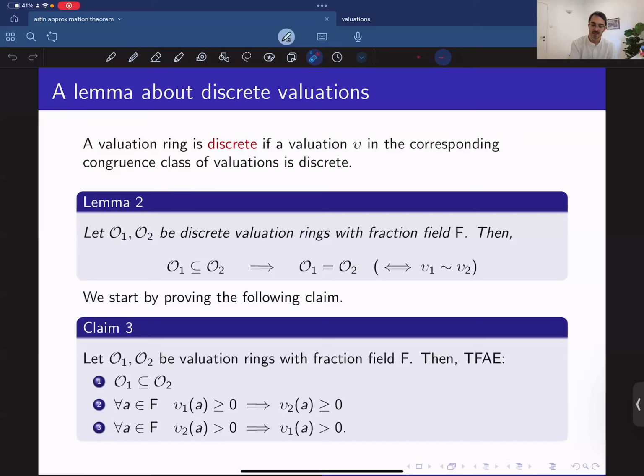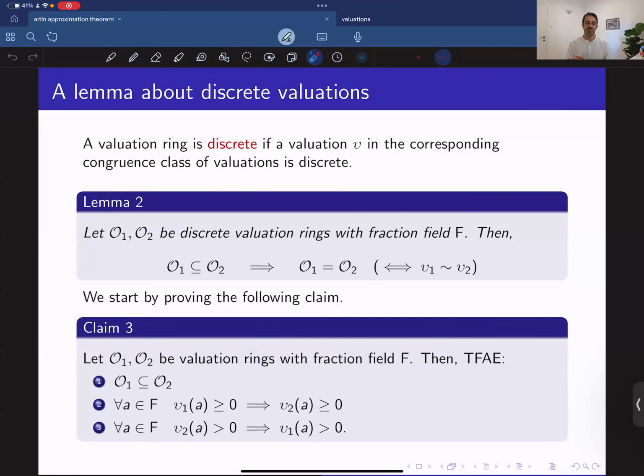Maybe you do. Okay, so let me coin a little term here. I'm going to say that a valuation ring is discrete if its corresponding valuation is discrete. We said what it means to have a discrete valuation: that's a valuation whose image is isomorphic to Z. And there is a way of taking a valuation, or more precisely a congruence class of valuations, to a valuation ring. And note that if any of the valuations in the congruence class is discrete, then all of them are.